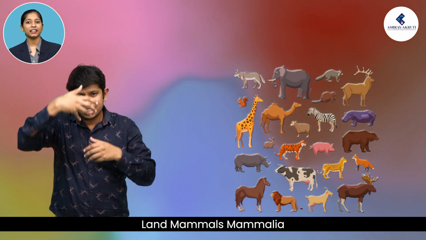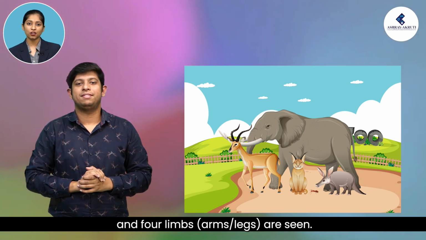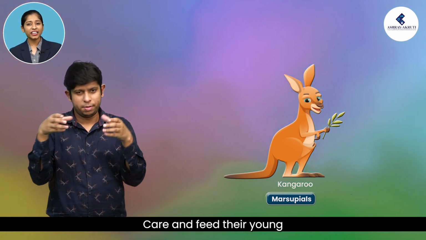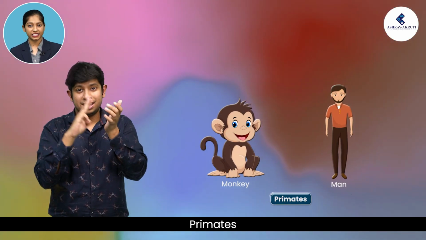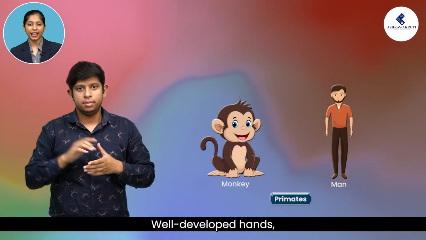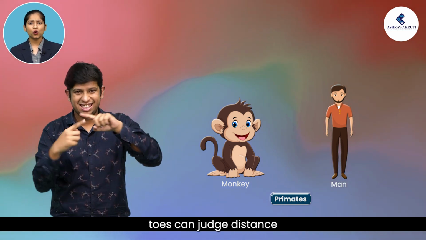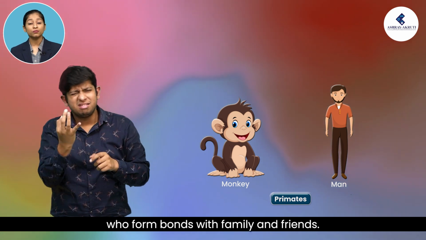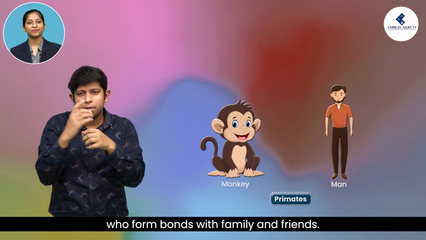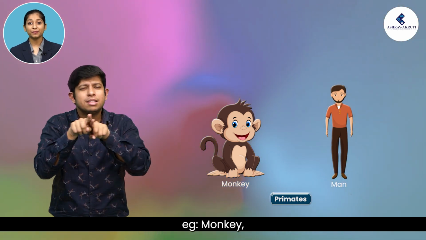Land mammals, mammalia. Outer ears and 4 limbs, arms or legs, are seen. Marsupials. Care and feed their young in their sacs, the marsupium. Example, kangaroo. Primates. Well-developed hands and feet with fingers. Toes can adjust distance, and they are very intelligent social animals who form bonds with family and friends. Example, monkey, man.